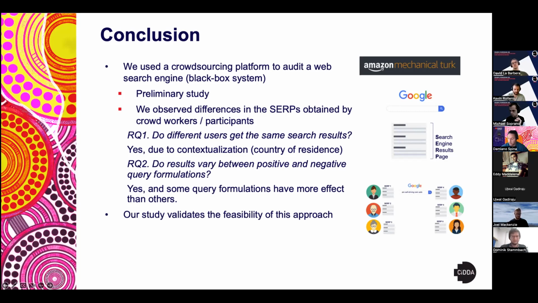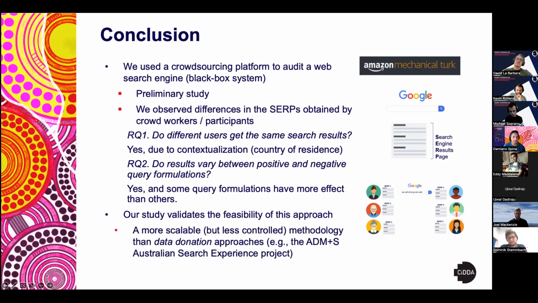The main take-home message from this preliminary experiment is that crowdsourcing is a valid approach to try to do this type of work in understanding black box systems, because crowd workers are keen to share what they see in a web search engine, for instance. And this is a more scalable but less controlled methodology than other approaches, such as data donation methodologies.